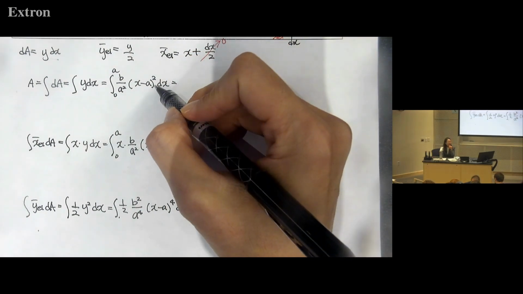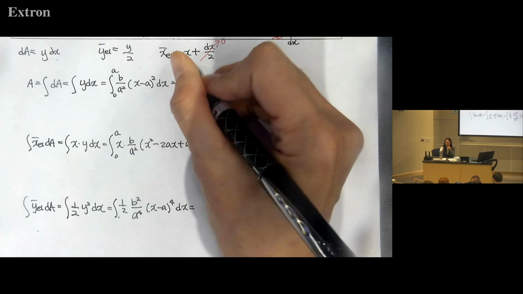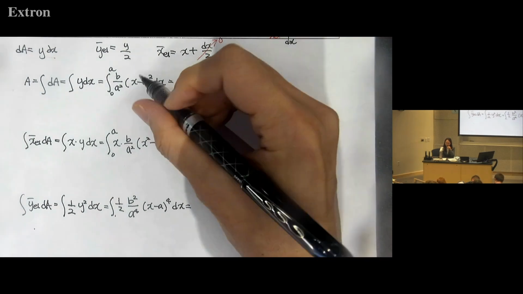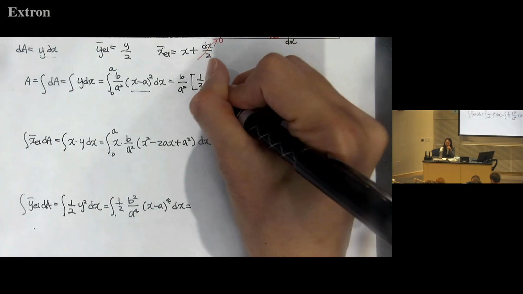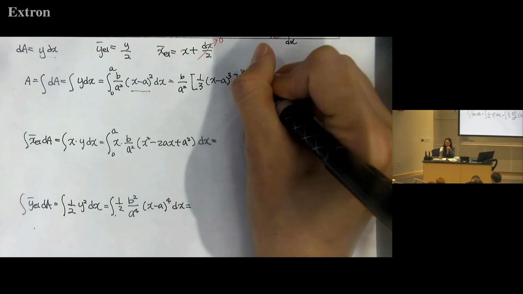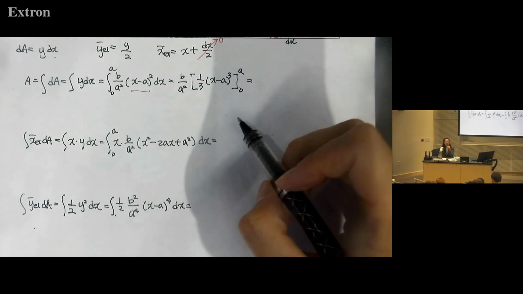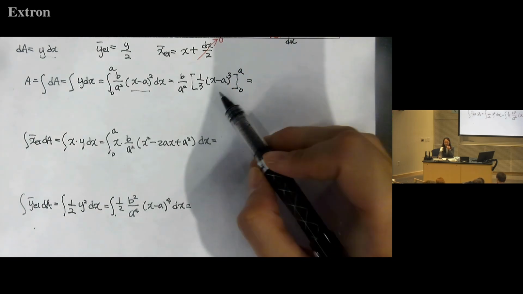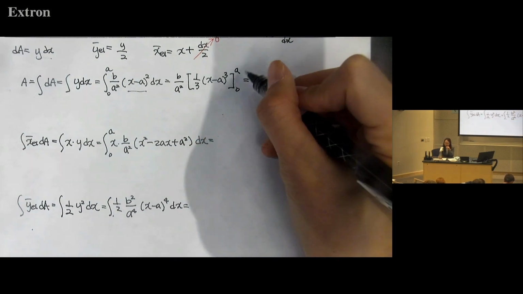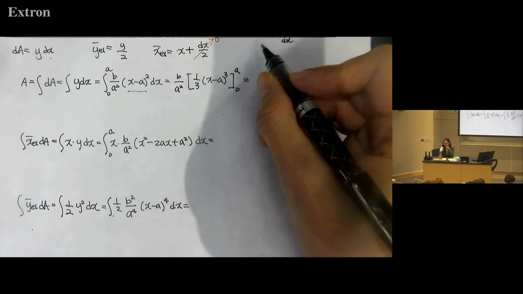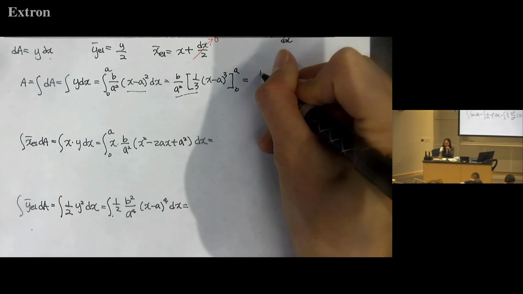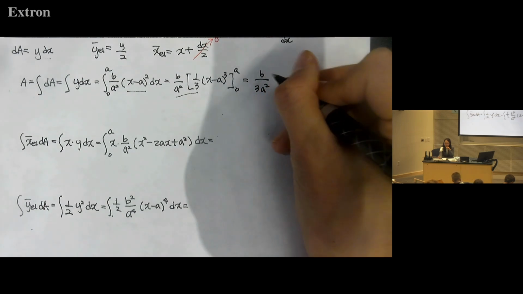So first one here, b over a, and then integrating this one, so 1 over 3, x minus a to the third, from 0 to a. And then I saw a lot of students stopped here or here. Yeah, it's a long time ago, but please review the integration part. Right, then the coefficient in front, so b over 3a squared, right?